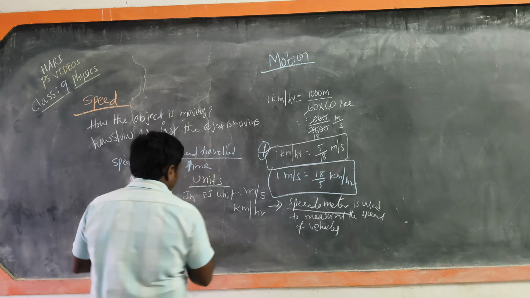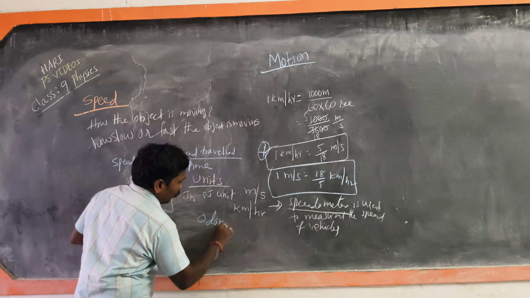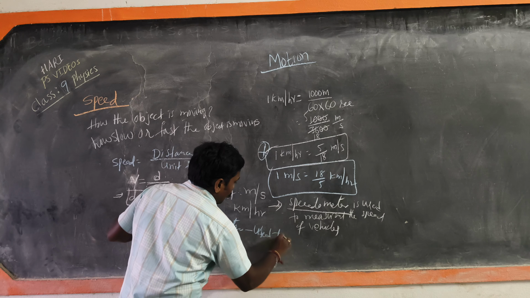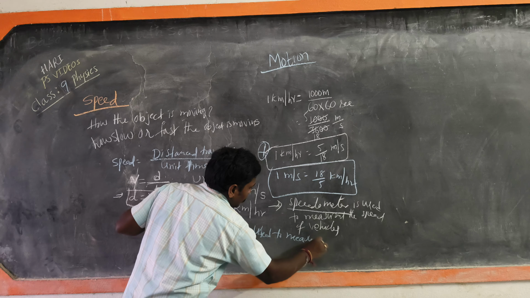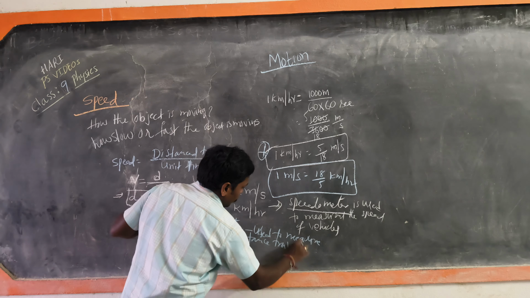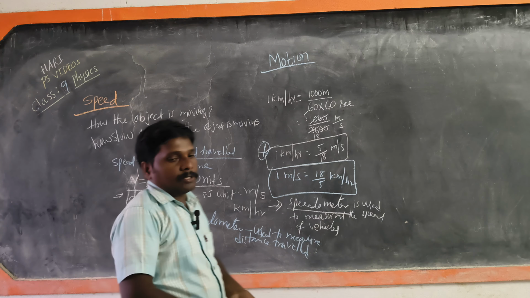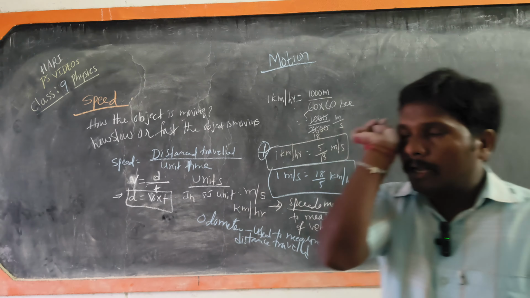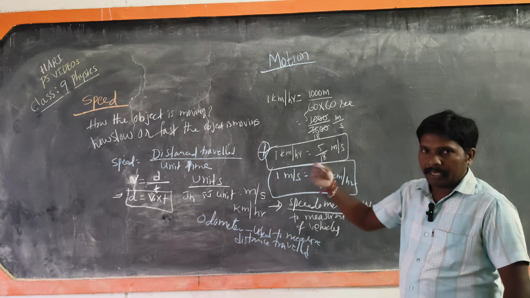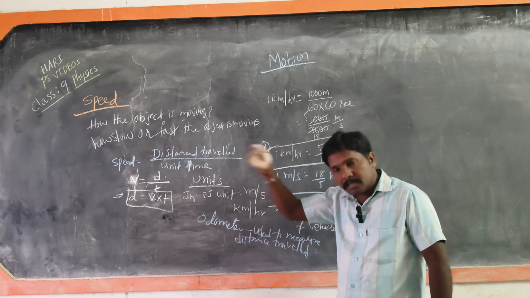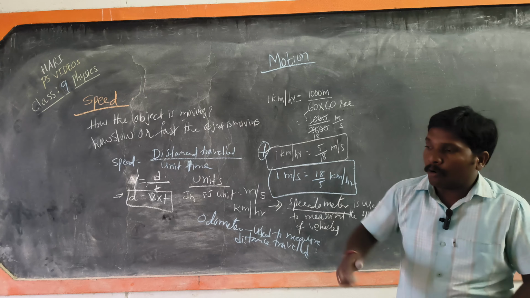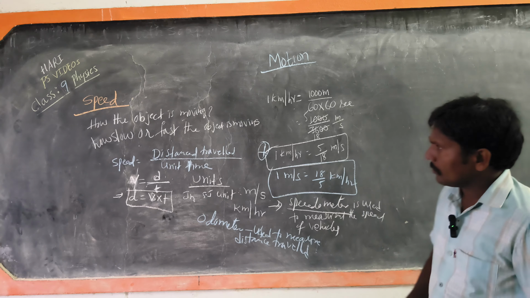We can use one more device, the odometer. Odometer is used to measure distance traveled. In a vehicle, we observe both the speedometer as well as the odometer. Speedometer is used to measure the speed of the vehicle, how slow or how fast the vehicle is moving. Then the odometer shows how much distance it covered.